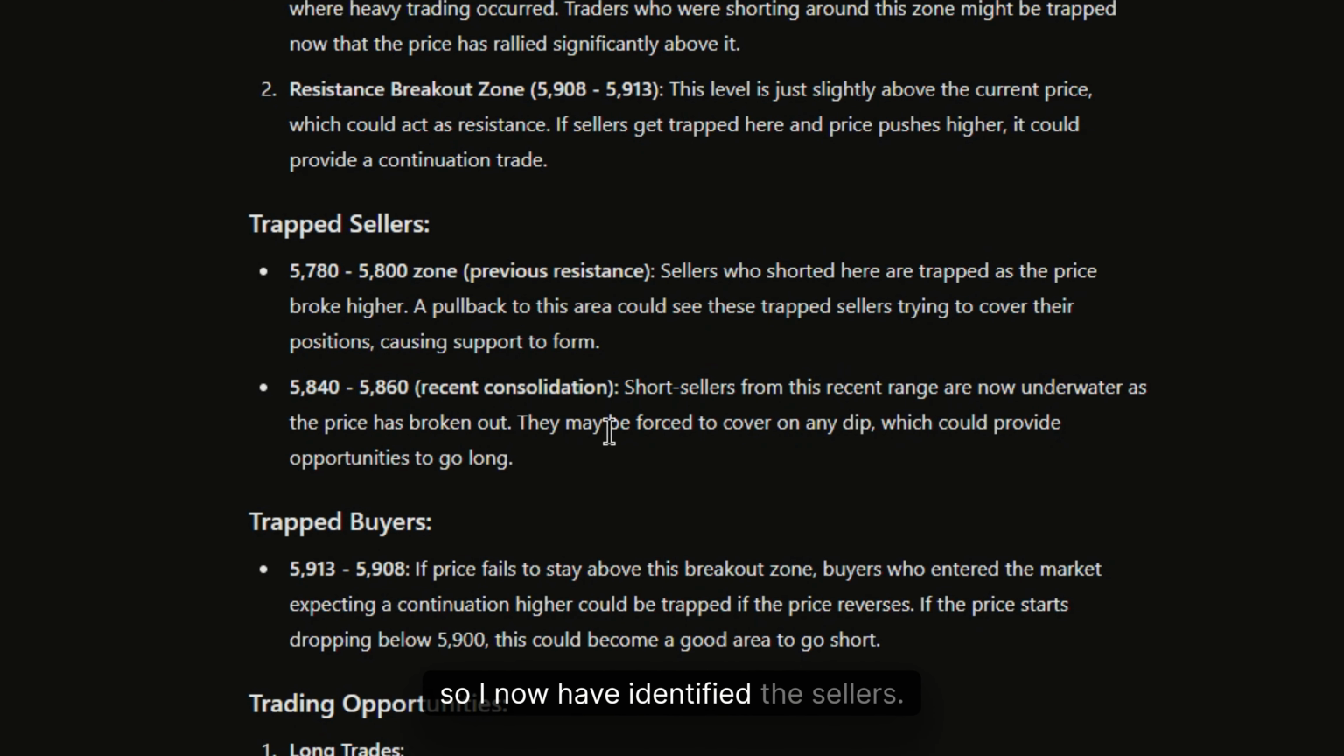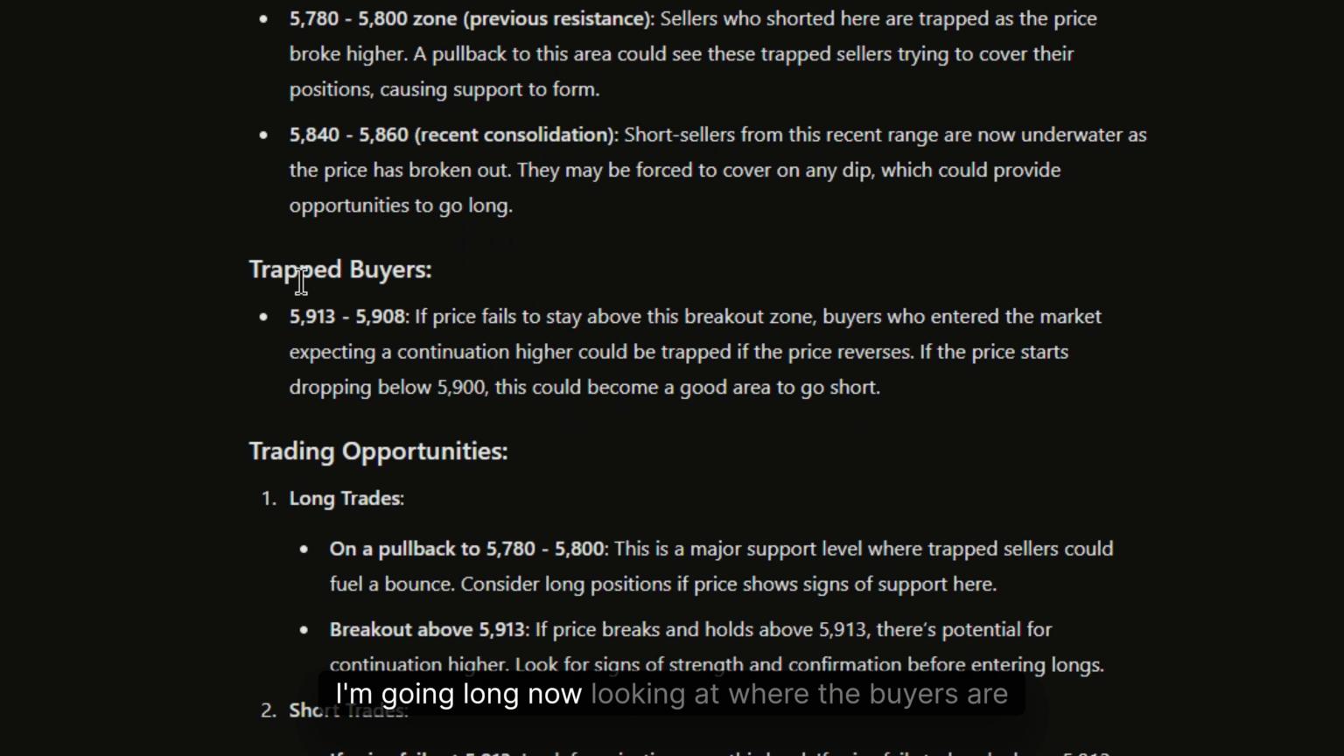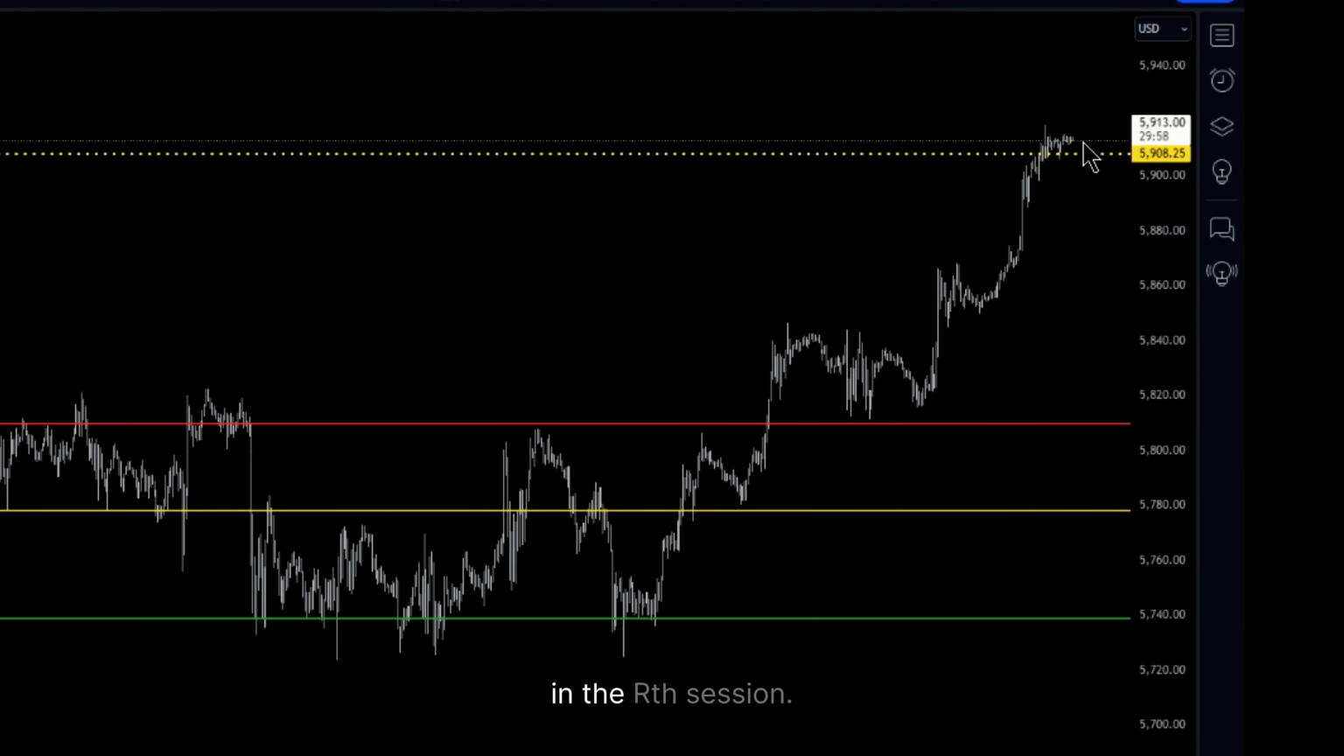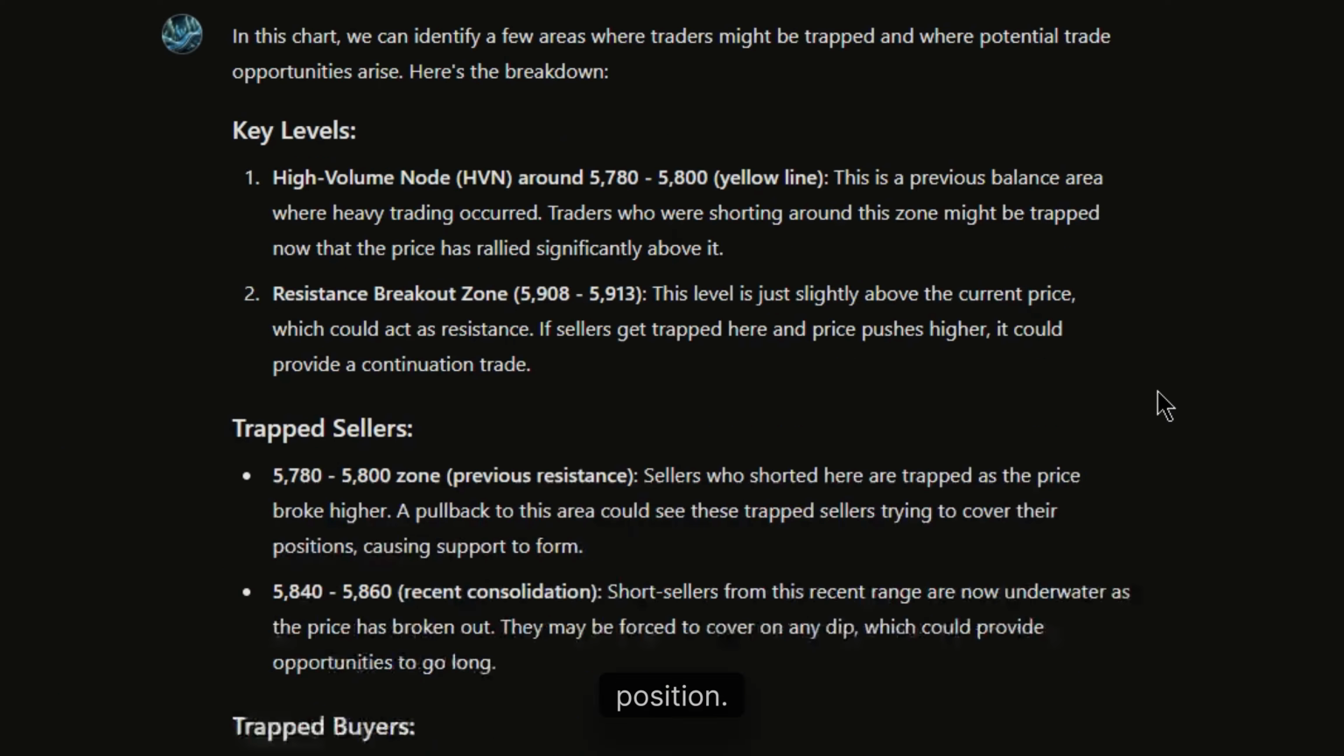Okay, so I have now identified the sellers, and I'm going long. Now looking at where the buyers are trapped. So 5913 to 5908. If price fails to stay above this breakout zone, buyers who entered the market expecting a continuation higher could be trapped. If the price reverses and starts dropping below 5900, this could become a good area to go short, right? Again, let me go back to the chart. What it is telling me is that right now in the RTH session, 5908 to 5913 is the zone where the buyers would be trapped. So just wait and see whether 5900 breaks or not. If it breaks, then it will be a good position to take a short position.